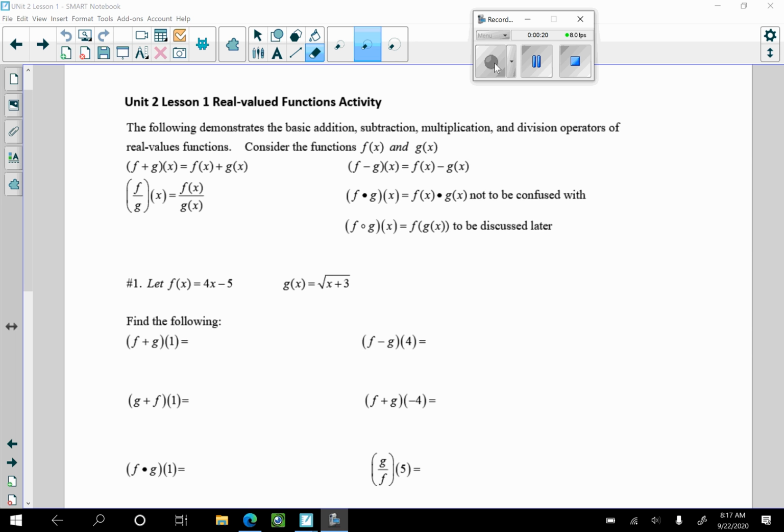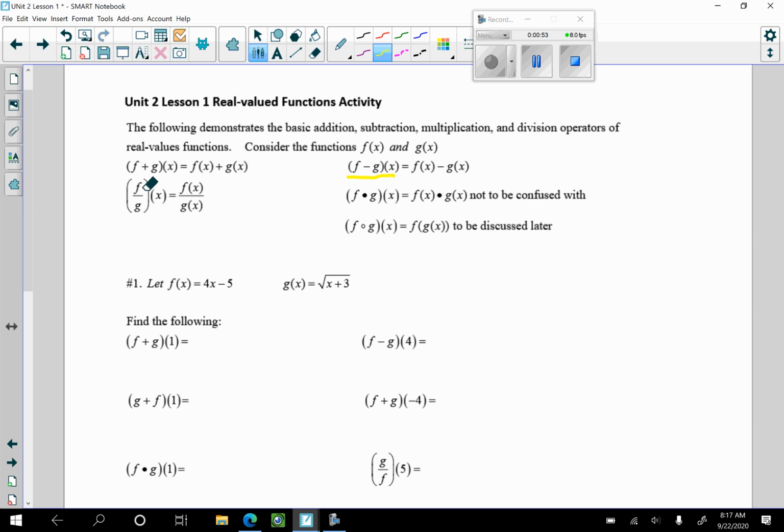The following demonstrates the basic addition, subtraction, multiplication, and division properties of real valued functions. If we consider two functions f of x and g of x, this notation f plus g of x is just equal to f of x plus g of x. This is more of a notation thing than anything else. This video is more about the notation. And then, of course, f minus g of x is f of x minus g of x.